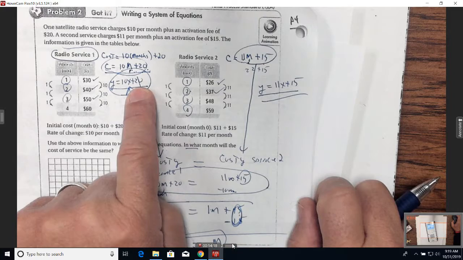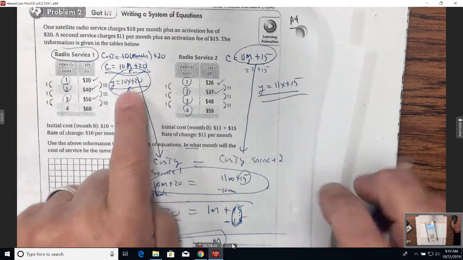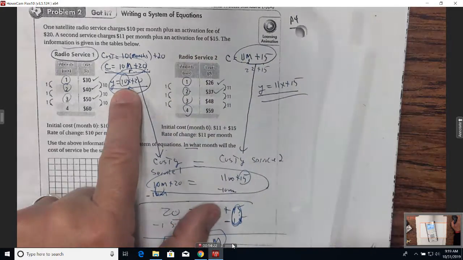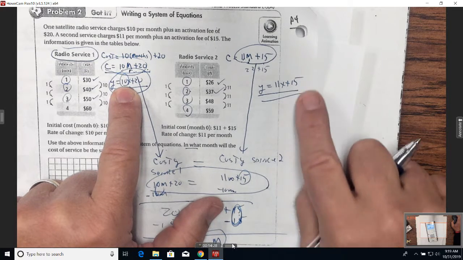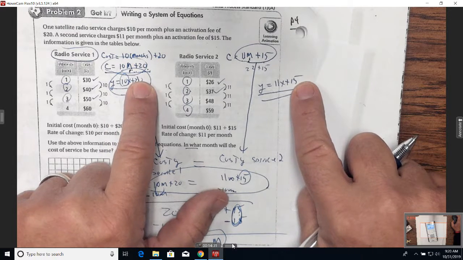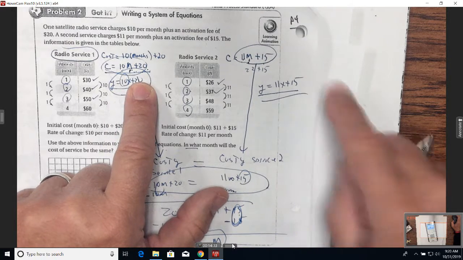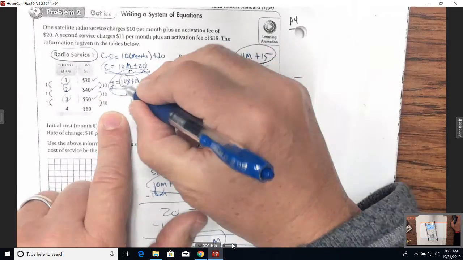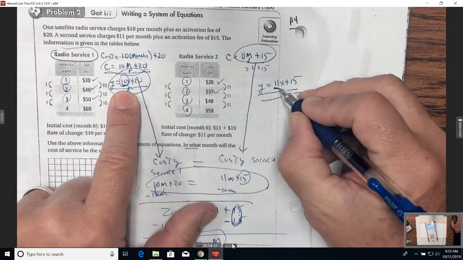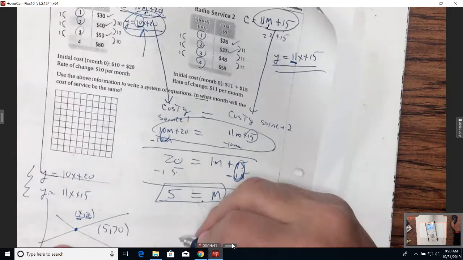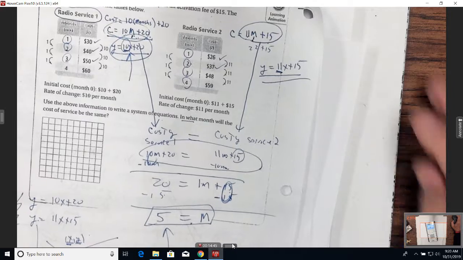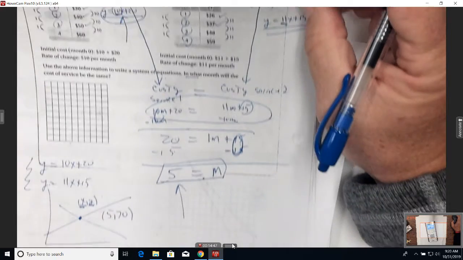Why is this one cheaper after 5 months? Because of what? The monthly cost. The monthly cost is only $10 a month, and it only takes 5 months to make up that $5 difference. And then after that, it's going to be cheaper because the rate is cheaper per month. $10 is cheaper than 11 months. But it's not until after what? Month 5 that occurs. Those are the types of questions that you have to answer.